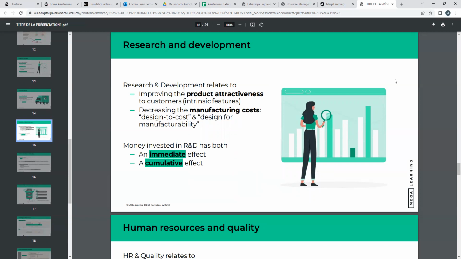Design to cost and design for manufacturability. So once you invest money here, you are trying to satisfy the customer, but also improving your factory. Okay, you are going to reduce cost, and you have two types of impacts. You have an immediate effect and a cumulative effect.